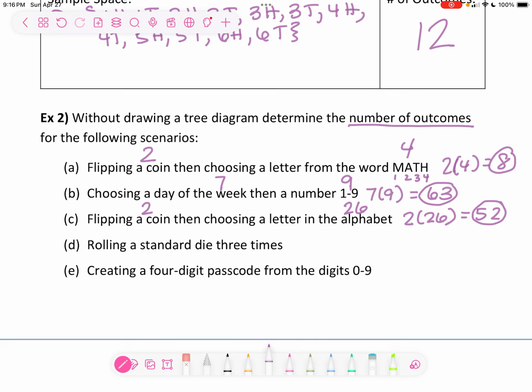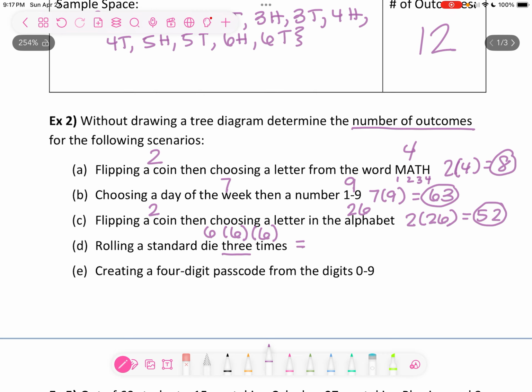Part D, rolling a standard die 3 times. So we're rolling a die, and there's 6 options there, but we're doing that a total of 3 times. So we're doing 6 options, and then another 6 options, and then another 6 options. So we're actually multiplying 6 3 times, okay? I'm going to do this on my calculator to make it faster. 6 times 6 times 6, and we get 216. So there's 216 possible outcomes if you roll a die 3 times.